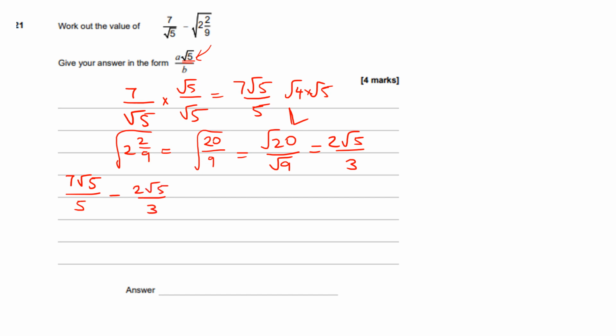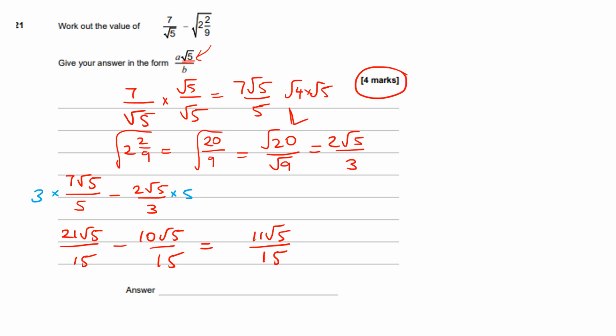So I've got, take away 2 root 5 out of 3. At this stage, this is a fraction that I'm dealing with, so I need to make sure that my denominators are the same. 3 times 7 is going to be 21. 21 root 5 out of 15, take away 5 times 10, root 5 out of 15. Okay, so we've got 11 root 5 out of 15 as our final answer. 21 take away 10 is 11. Denominator stays the same. So this is how we get full marks from this question.